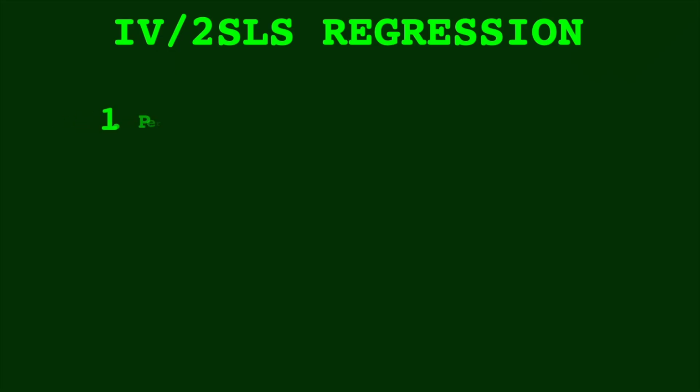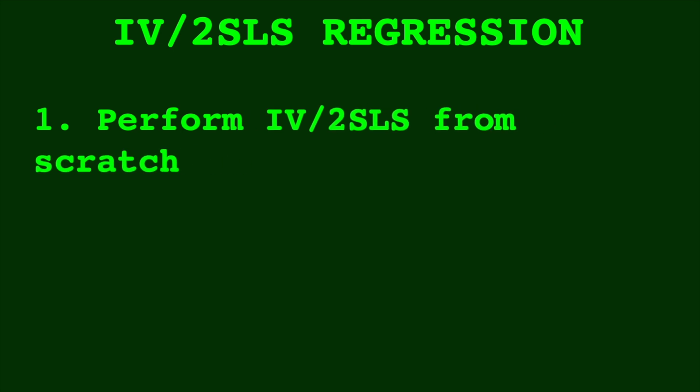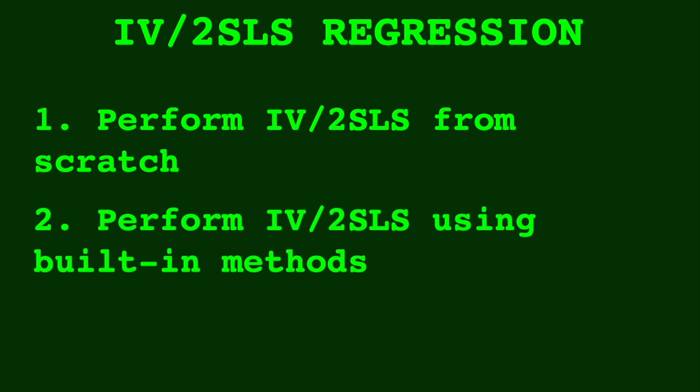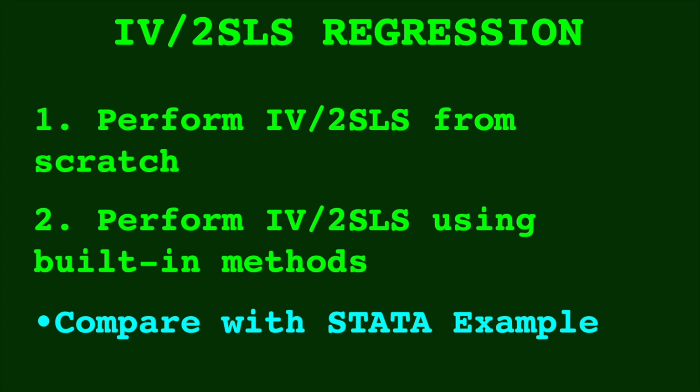First, I'll show you how to perform instrumental variables or two-stage least squares from scratch using Python. Then, I'll show you how to perform instrumental variables or two-stage least squares using built-in methods of Python. And throughout the entire process, I'm going to show you a comparison with an example in STATA or that paid software to make sure we're getting the same results because we're going to be using the same exact data. All right, let's get into it.